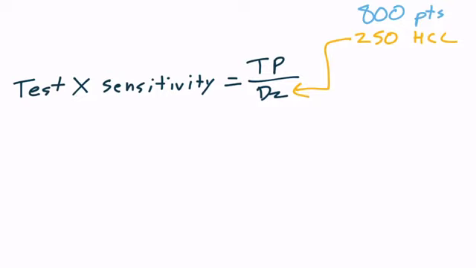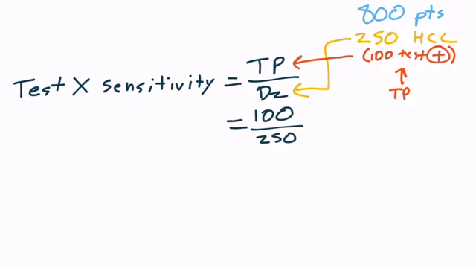We then learn that only 100 of those 250 patients tested positive. That means 100 is our true positive number, which should be our numerator. This comes out to be 100 divided by 250. This equals 0.4, or 40%.